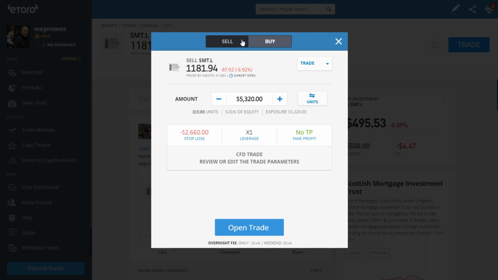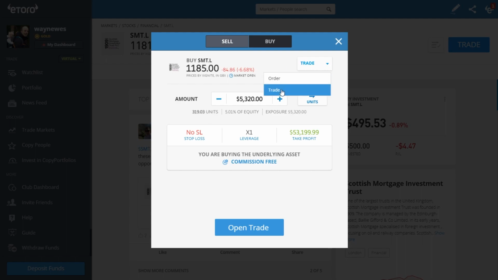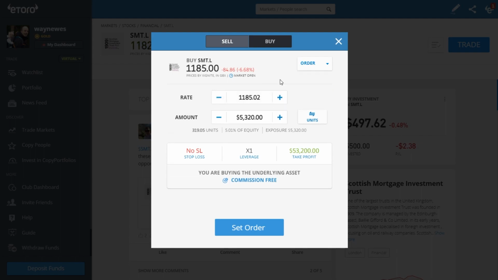Now this is called shorting. This is not to close a position that you already have, okay? And that's something I'll go over in another video. So to buy a position, we just make sure that this section is on buy. You then have a couple of different options here. We can either do it straight away at the current market price, or we can set an order, in which case we're saying we want to buy at a specific price.